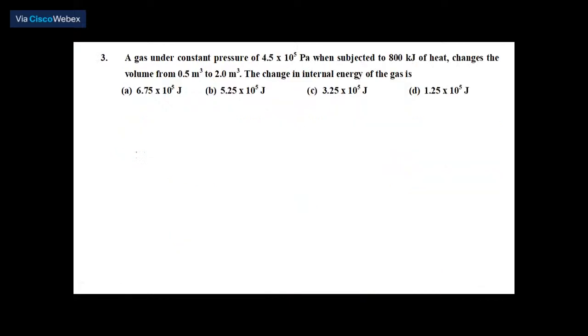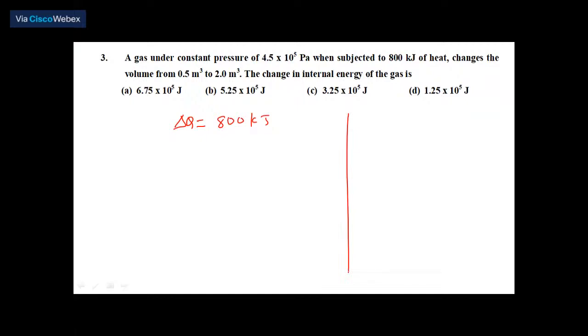Next one. A gas under constant pressure of 4.5 into 10 power 5 Pascal when subjected to 800 kilojoules of heat. What is given here? Delta Q is known to you, 800 kilojoules, right? Changes the volume from 0.5 meter cube to 2 meter cube. Change in volume is given. The change in internal energy of the gas, you have to find the change in internal energy.